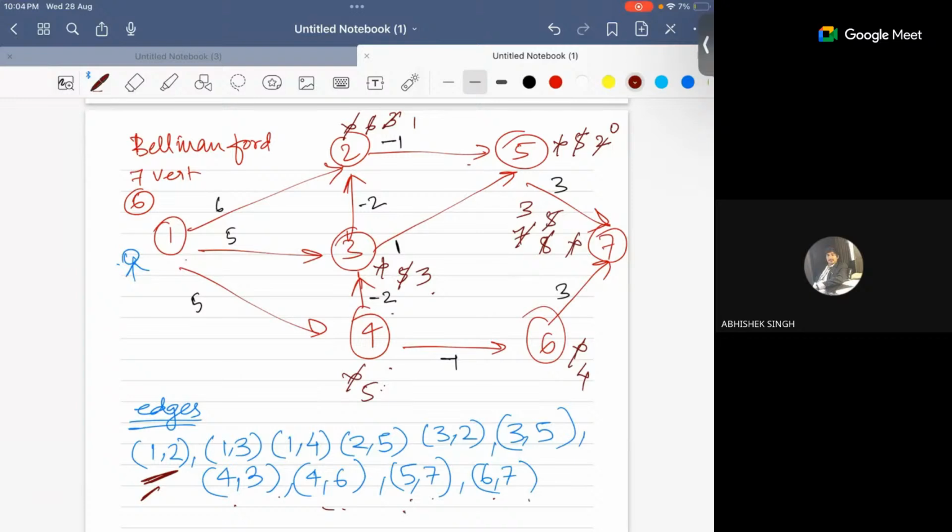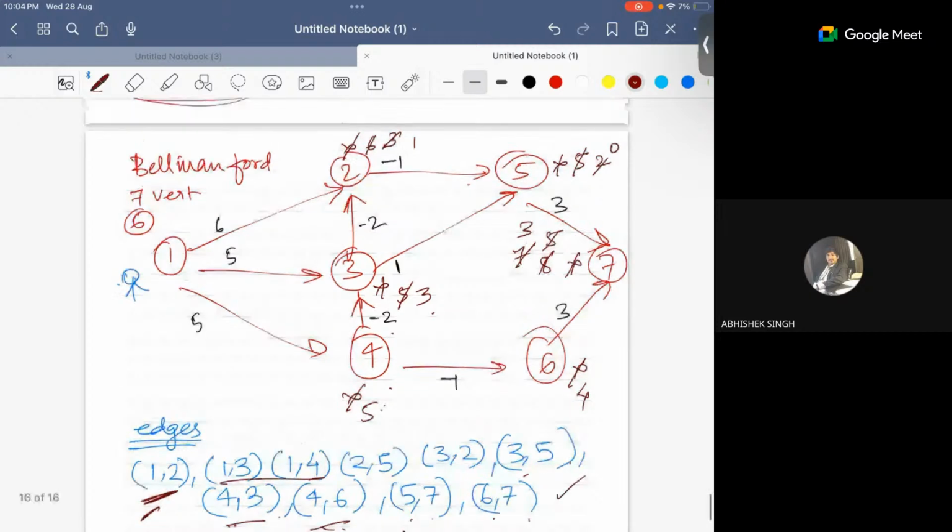Fourth iteration, no change, no change, no change. 2, 5, is there any change? No change. 3, 2, no change. 3, 5, no change. 4, 3, 5 minus 2, no change. 4, 6, no change. 5, 7, no change. 0 plus 3, okay, 6, 7, no change. So this is your final value.